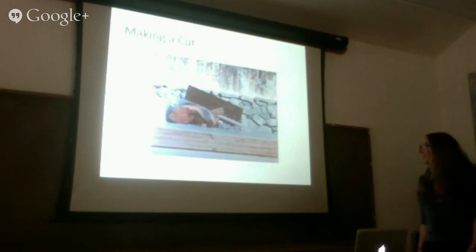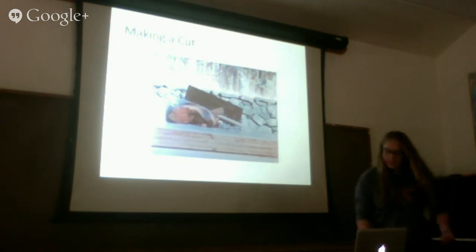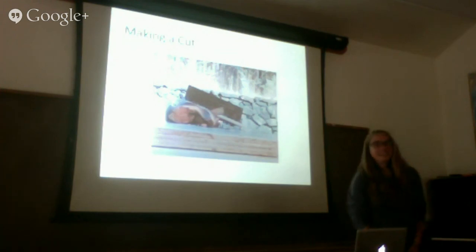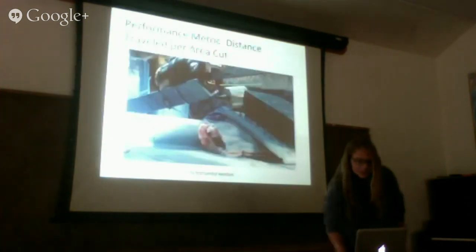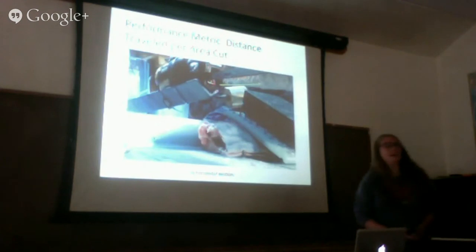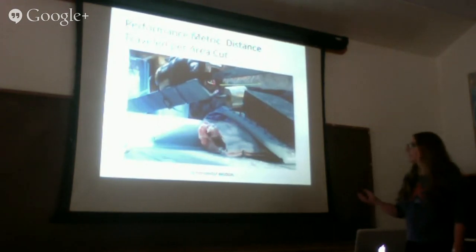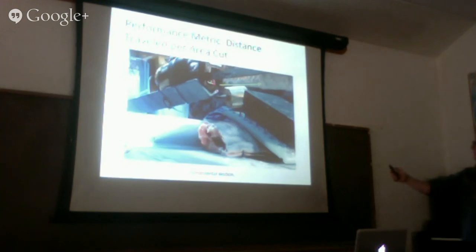But then you've got a whole bunch of video of shark teeth sawing into fish. So what do you do with it? The performance metric here was distance traveled per area cut. So again, for each reciprocation, the blade is going to move both this way and this way, and one complete cycle there is 5.7 centimeters.